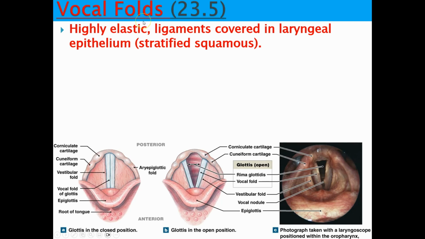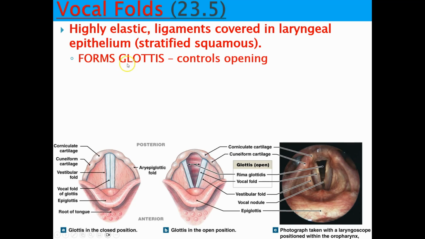So the fold itself, I use them interchangeably, but the fold technically includes your epithelium on top of the ligament. And in this case, you should definitely know your vocal folds are going to be stratified squamous. The larynx, just think of the larynx as a whole as being stratified squamous. The vocal fold is going to be highly elastic, going to have elasticity. Of course, that's what allows for sound production. And again, lots of friction, so stratified squamous in the larynx in general.